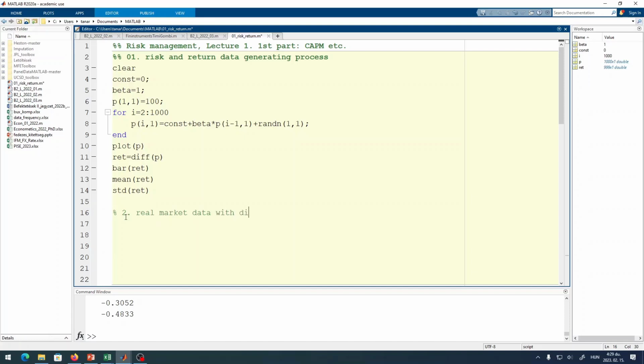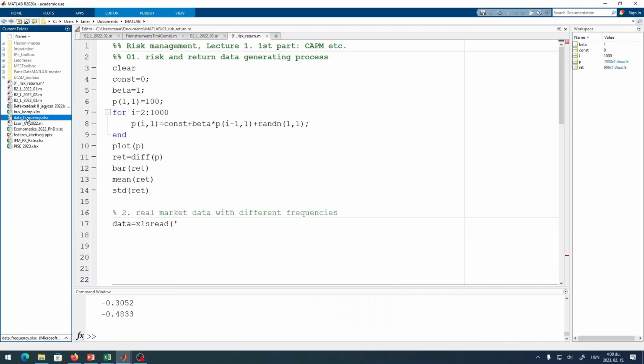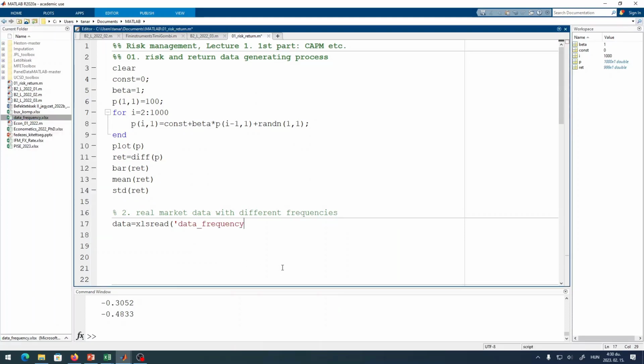Real market data with different frequencies. So data equals xlsread, bracket opens, apostrophe, theta flatline frequency dot xlsx, and let's just play with the daily data set.